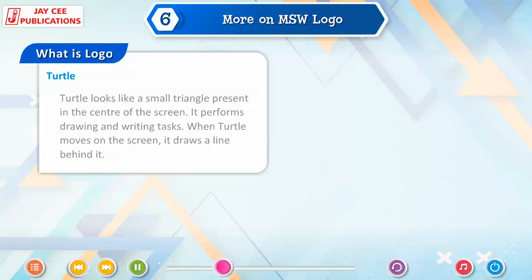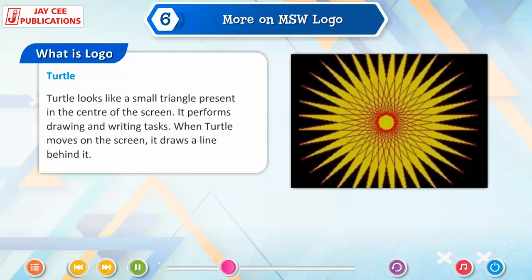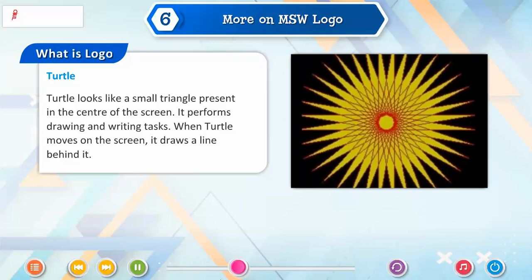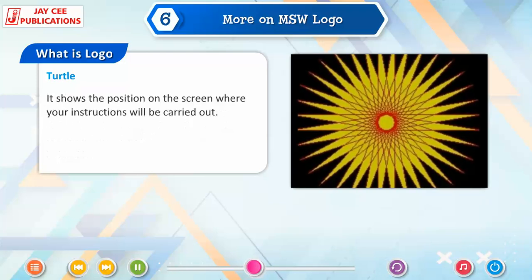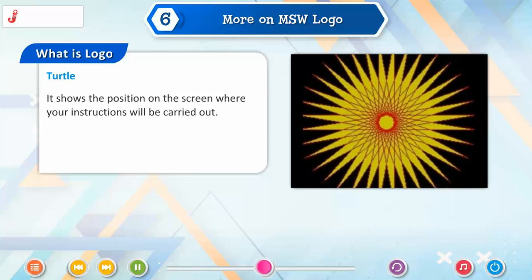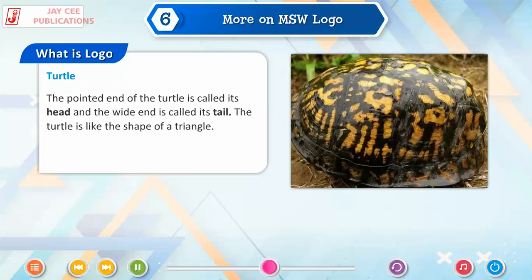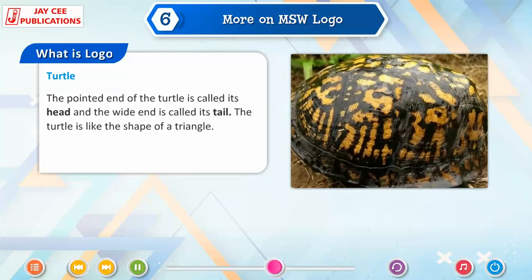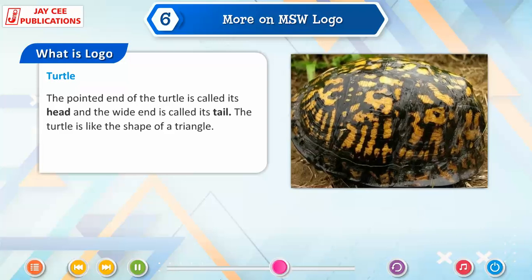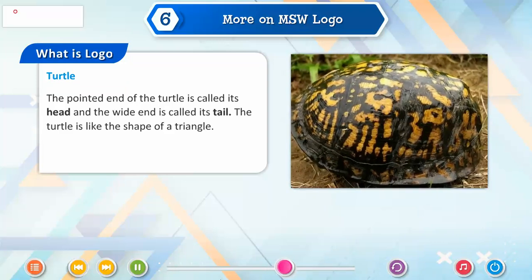Turtle. Turtle looks like a small triangle present in the center of the screen. It performs drawing and writing tasks. When turtle moves on the screen, it draws a line behind it. It shows the position on the screen where your instructions will be carried out. The pointed end of the turtle is called its head, and the wide end is called its tail. The turtle is like the shape of a triangle.